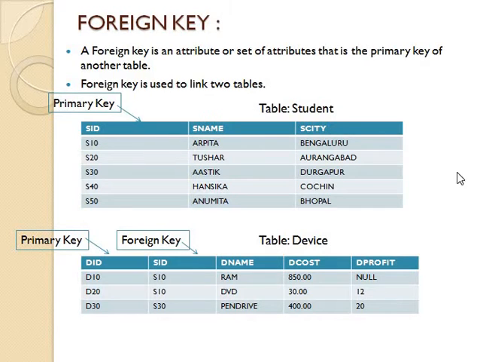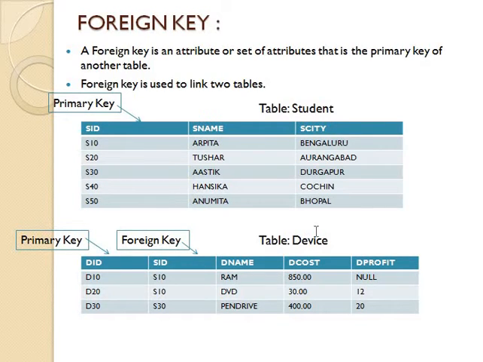Now considering these two tables, that is a table student and the table device, the primary key column for the table student is SID. This is because if you see this column called SID, all its entries are distinct or unique. There are no duplicate entries for this column called SID. That's why this column SID acts as the primary key column of the table student.